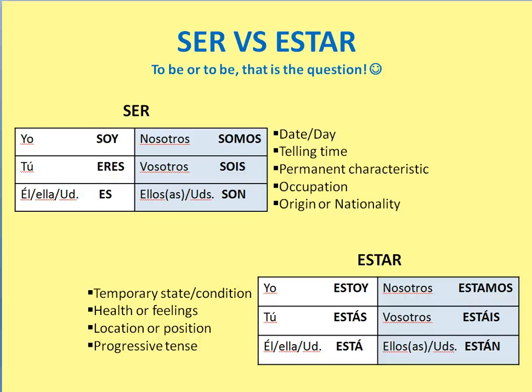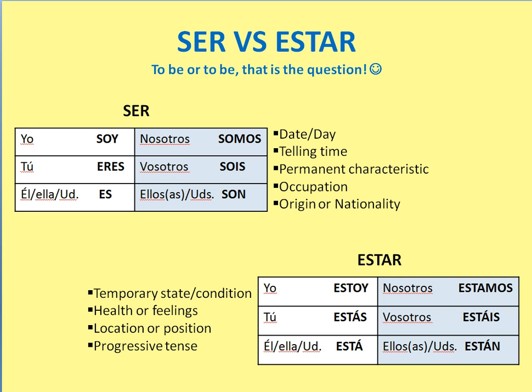Okay, in parts 1 and 2, we went over the reflexive verbs. Another important part of module 2 is the difference between ser and estar. So we're going to look at those and do a little practice, and hopefully this will help you out. So ser and estar both mean to be.